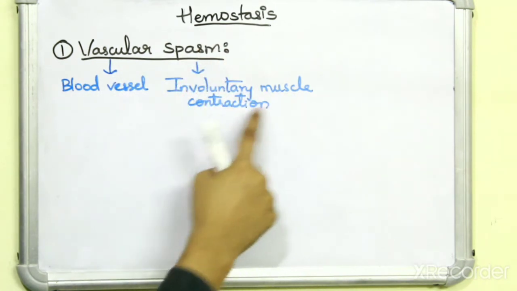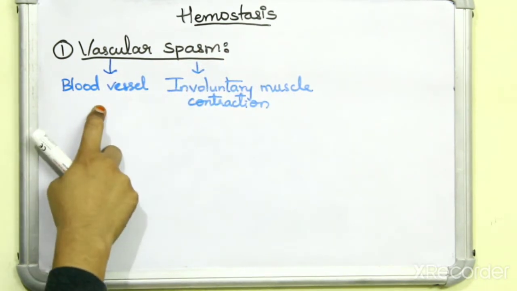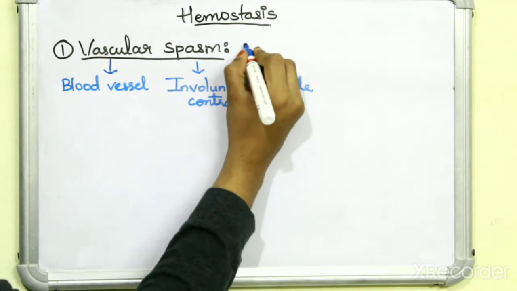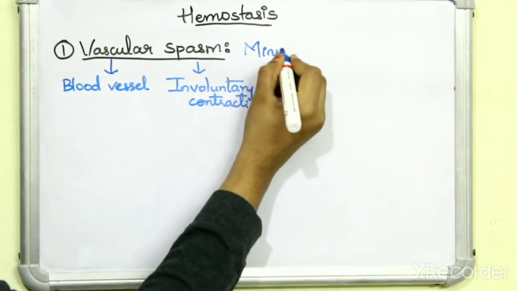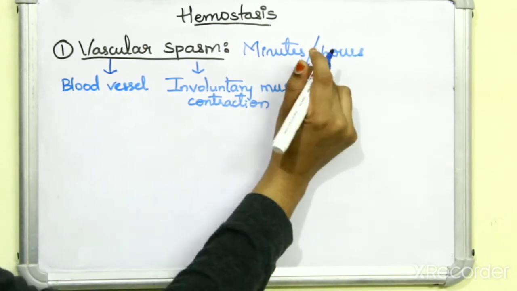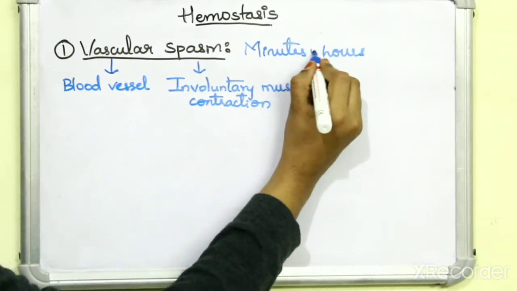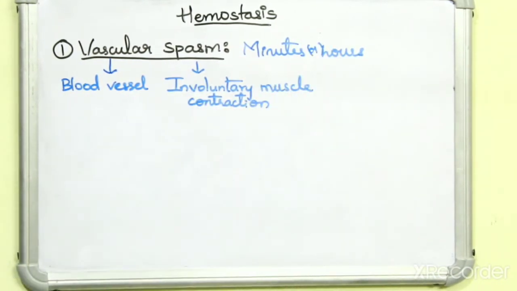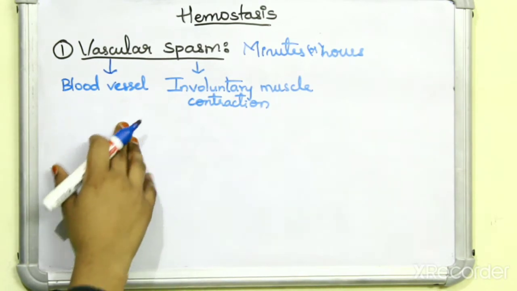So, vascular spasm is involuntary muscle contraction of a blood vessel. This stops bleeding for several minutes or hours. That is sufficient, right? So, this is about vascular spasm.